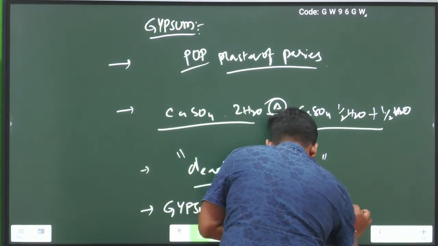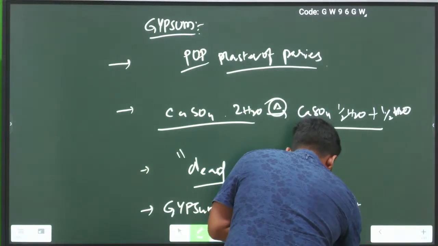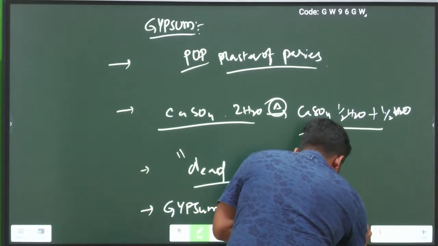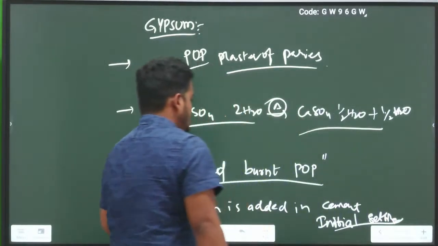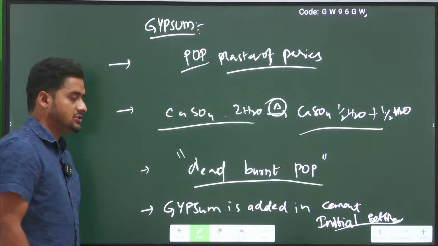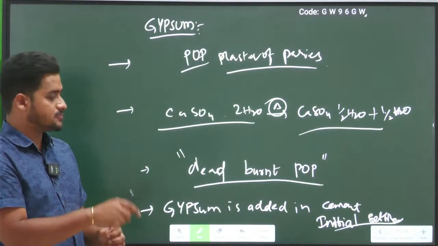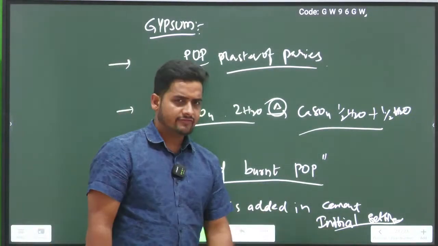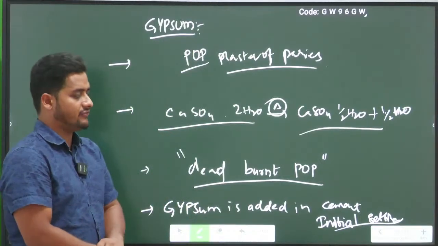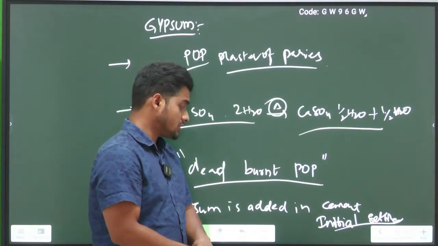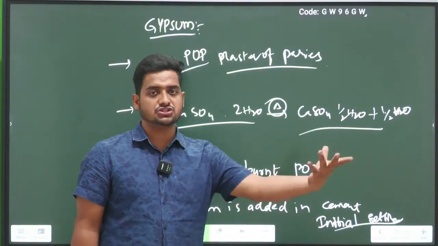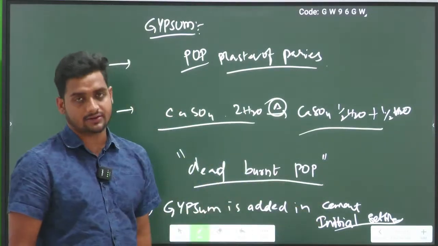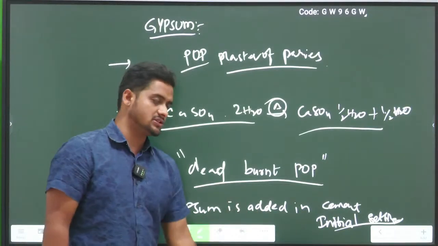This gypsum is also added in cement to increase initial setting. So gypsum is being added in cement. Why? Because cement will have some water, some mud and so on, and this gypsum will act as an initiator or initial setter of that cement.